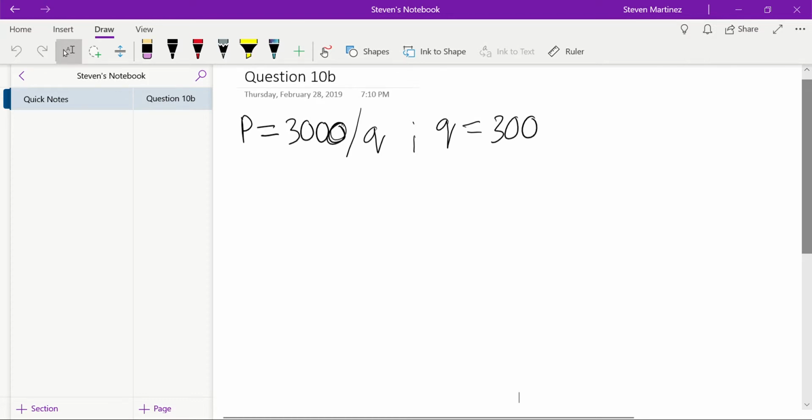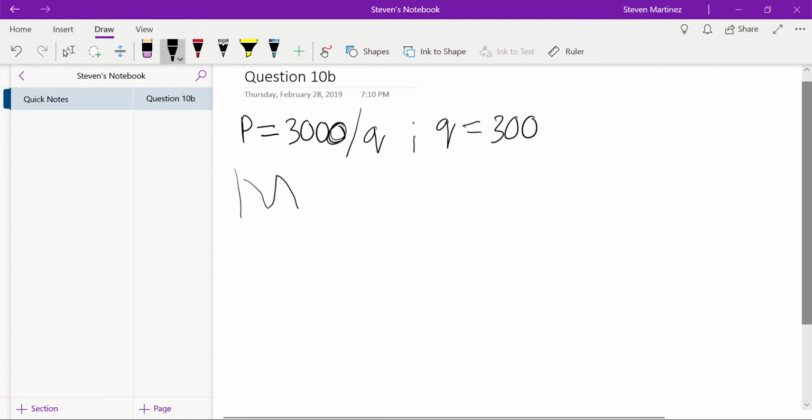So I was assigned question 10b, which is find the point elasticity of demand equation and determine whether the demand is elastic, inelastic, or unit elastic. So here we have P equals 3000 over Q, and then they give us the variable Q, which is equal to 300. So to solve this problem, we're going to use eta P. Let's write this down.